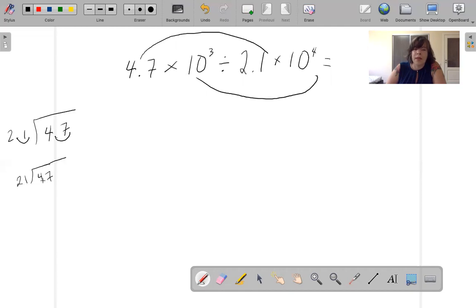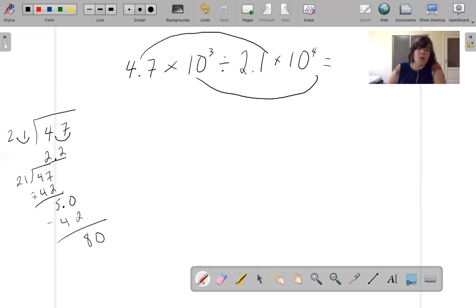How many times does 21 go into 4? None. How many times does 21 go into 47? 2. 2 times 1 is 2. 2 times 2 is 4. 47 minus 42 is 5. Bring down a decimal and a 0. 21 is going to go into 50 2 times. 2 times 1 is 2. 2 times 2 is 4. This is going to be 8. Bring down a 0.